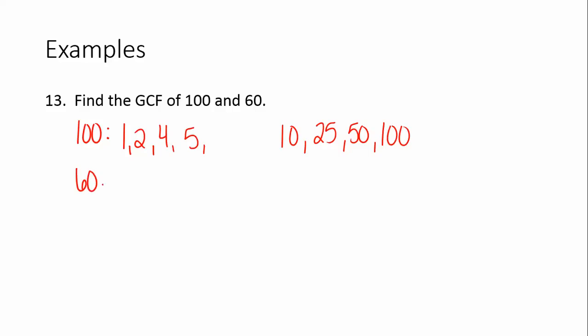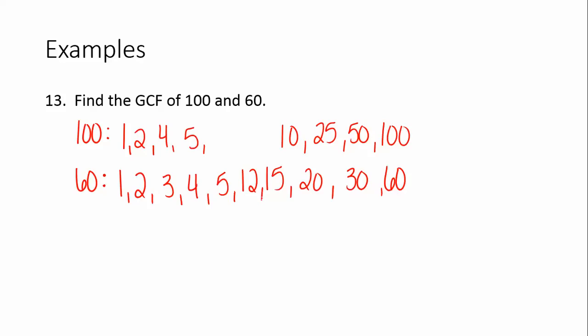Now let's look at the factors of 60. 1 and 60, 2 and 30, 3 and 20, 4 and 15, and 5 and 12. So you can see that even though a number may be smaller, it actually can have more factors. For example, 60 is a smaller number than 100, but it does have more factors. Now we want to find the greatest common factor. So you're simply finding the largest number that divides evenly into both.